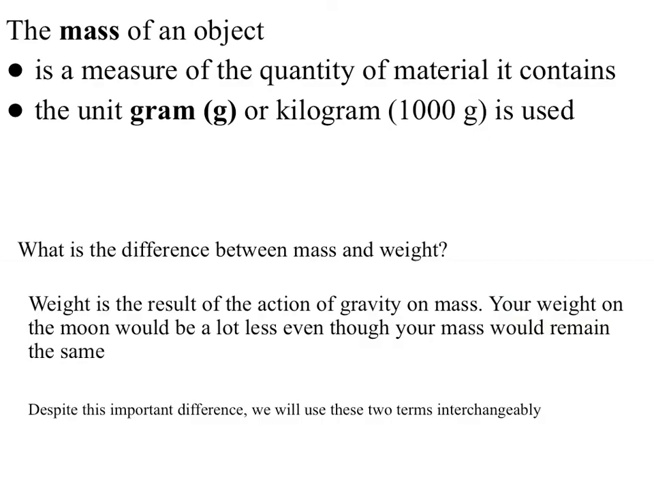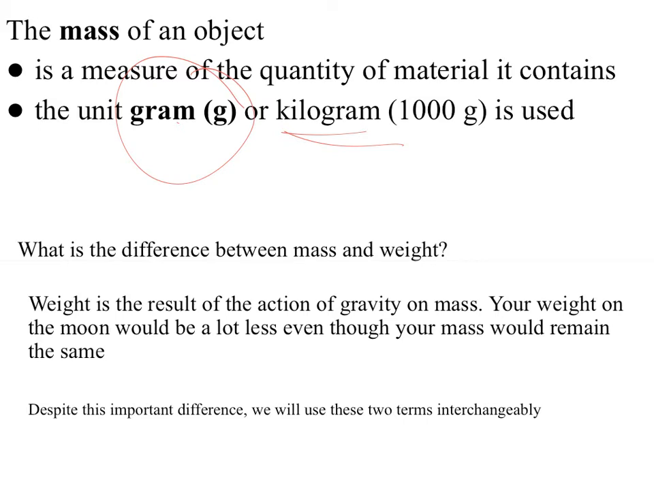All right, and then let's talk about mass. The mass of an object is the measure of the quantity of material it contains. The unit is grams, or sometimes kilograms. In a doctor's office, typically patients' weights are measured in kilograms. So if you're already working in a hospital or doctor setting, you might be familiar with the kilogram. But gram is the base unit, and we're going to be using both in this class.